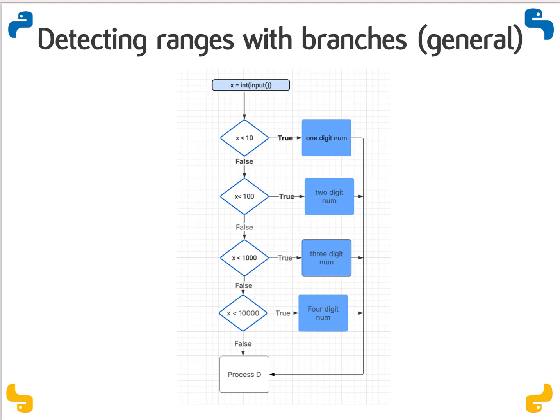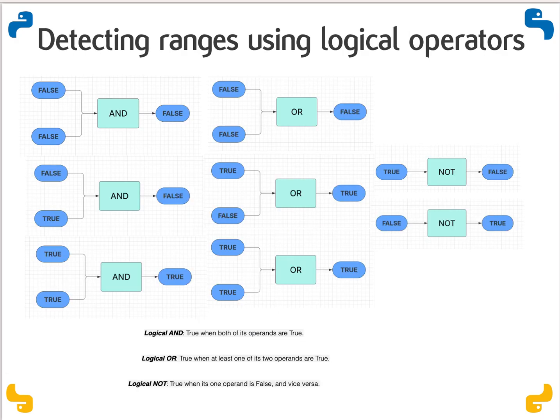This diagram illustrates how to detect ranges of numbers using conditional branches. It shows how to use a series of less than checks to determine the number of digits in an input integer. This diagram demonstrates how logical operators and, or, and not work in programming. It shows different combinations of true and false input and their resulting output.